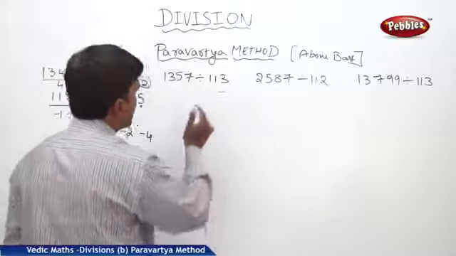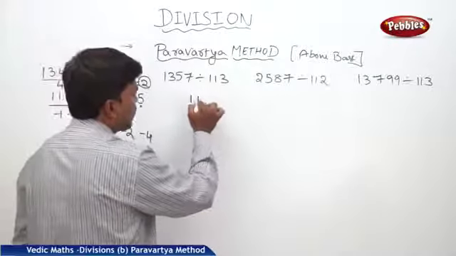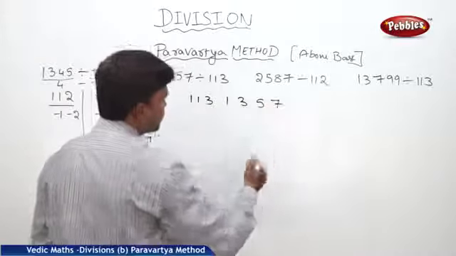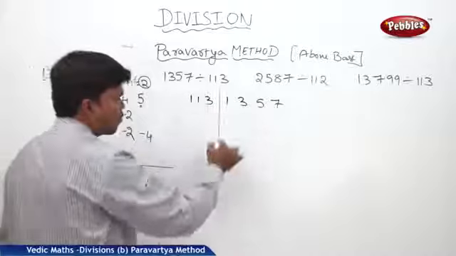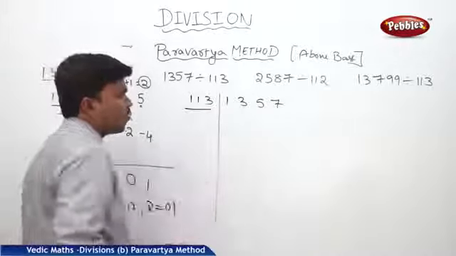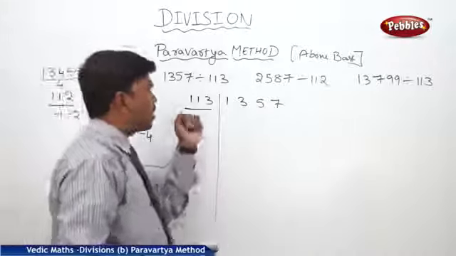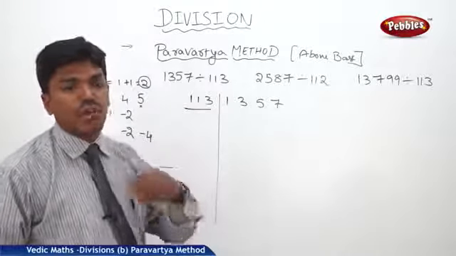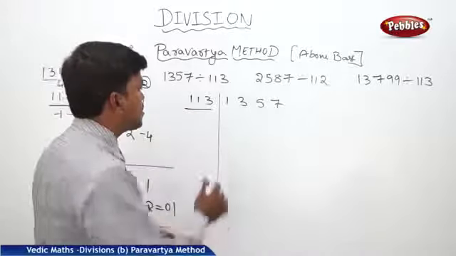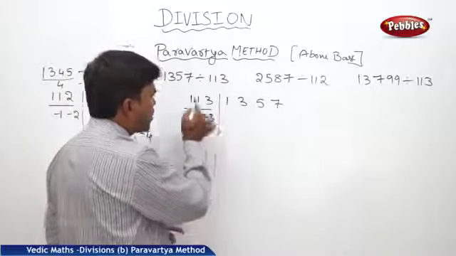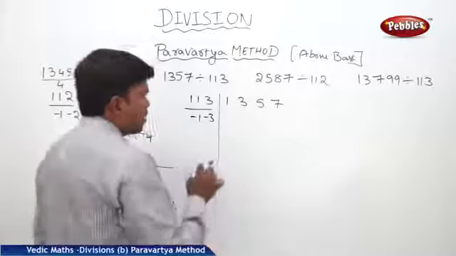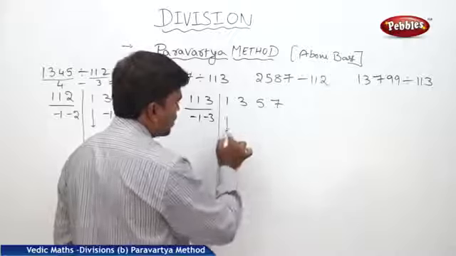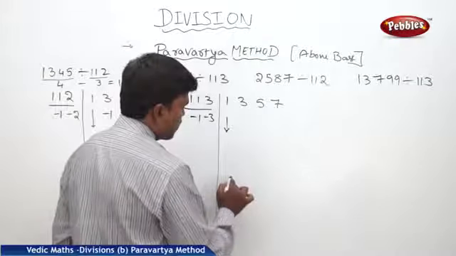1357 divided by 113. So write down 1357. Okay, so now 113. Now what you need to write here, first of all, in 113 leave the leftmost digit and write the negative numbers transpose of the remaining digits, that is minus 1, minus 3. Leave the leftmost. Now just drop the first digit as it is. So dropping the first digit, that is 1, as it is. I am writing here 1.